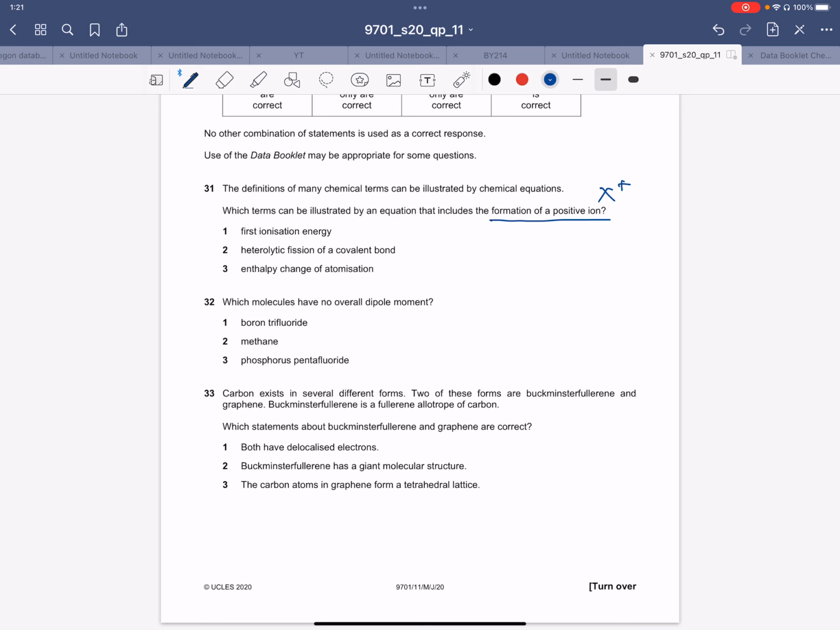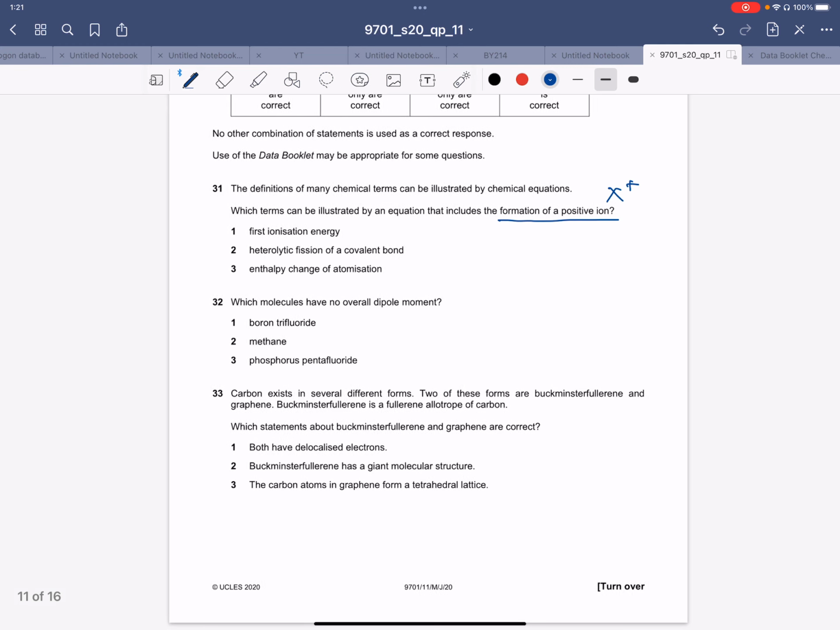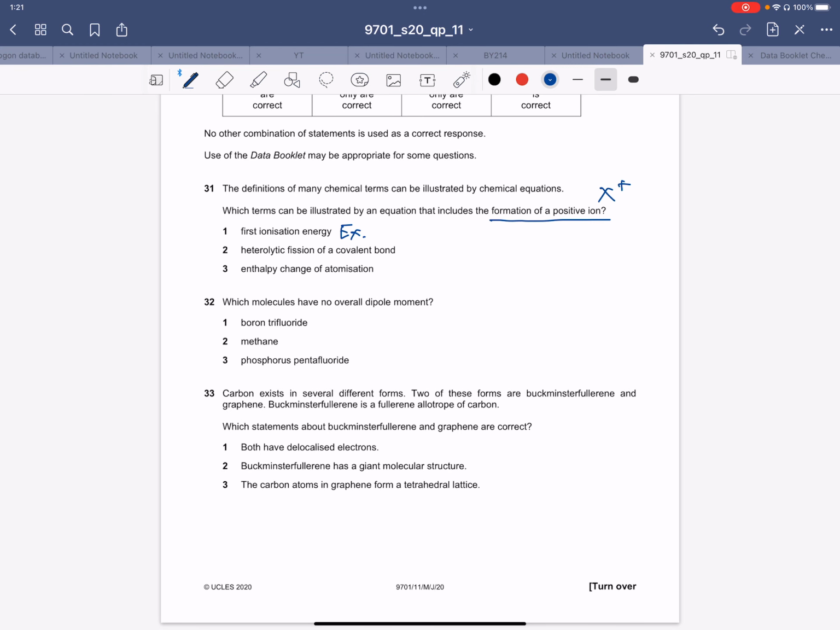So, first ionization energy. An example of this, let's say we have neon gas, right? Neon gas would be going to Ne+ gas plus an electron. So that would be our first ionization energy.